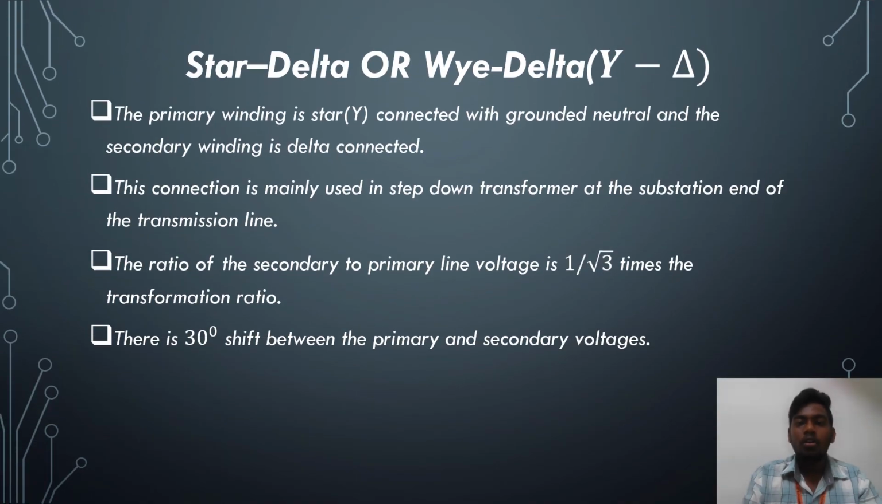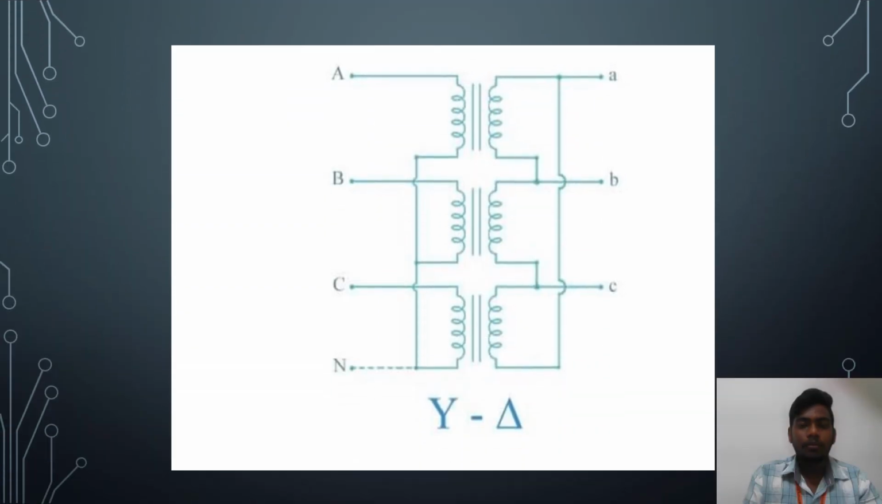Now star-delta or Y-delta connection. The primary winding is star connected with grounded neutral and the secondary winding is delta connected. This connection is mainly used in step-down transformers at the substation end of the transmission line. The ratio of the secondary to primary line voltage is 1 by root 3 times the transformation ratio. In this also there is a 30-degree phase shift between the primary and secondary voltages. This diagram shows the schematic diagram of star-delta connection.